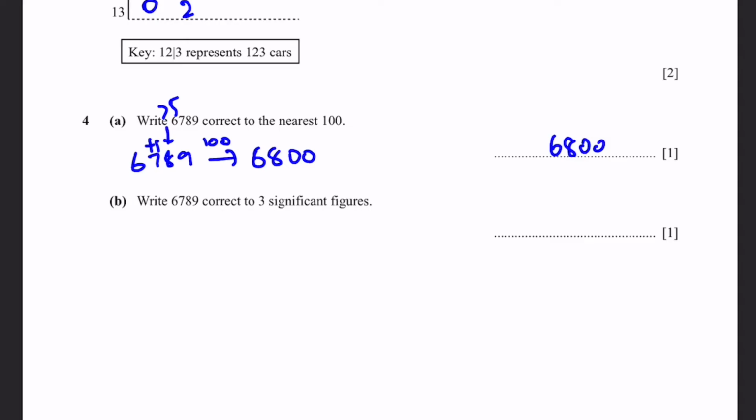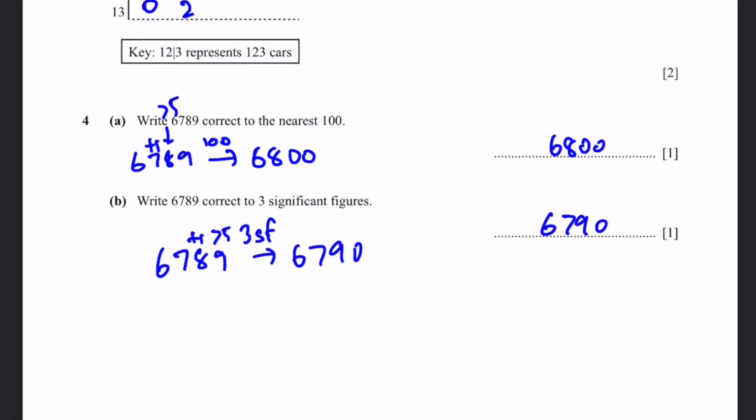4b. Write 6,789 correct to 3 significant figures. This time we start on the left. So 1, 2, 3. 8 is the third significant figure. And then the number 9 is greater than 5. And therefore, we have 6,789 to 3 SF, 3 significant figures, as 6,790. This is greater than 5, so plus 1 here. And 6,790 is the answer.